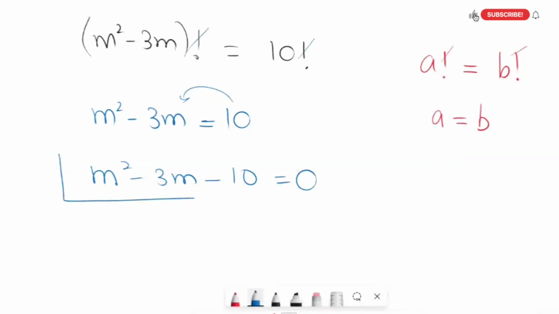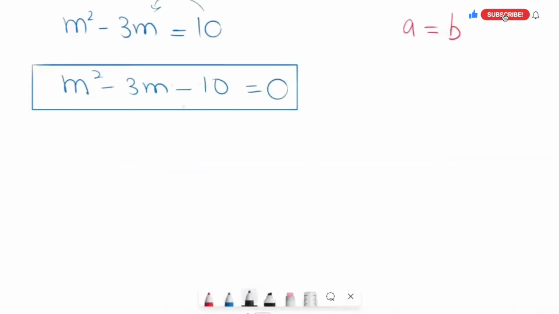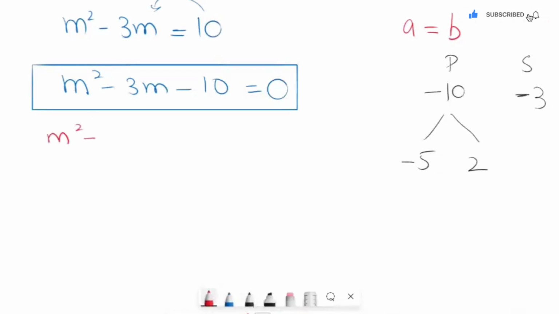This equation we get is in quadratic form. I am going to factorize this quadratic equation. We have the product, which is −10, and the sum, which is −3. So the factors of 10 I am going to write are 5 times 2, and the negative sign will appear with the bigger integer because of the sum of −3. So here m² − 5m + 2m − 10 is equal to 0.